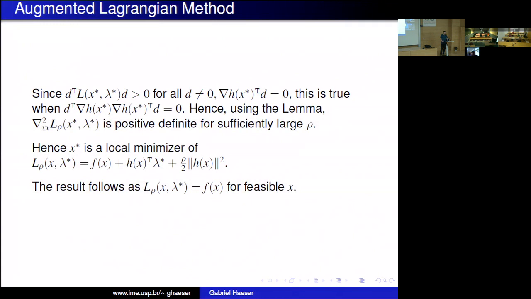So this is precisely the sufficient second order condition for an unconstrained problem. If I have a problem to minimize any function f without any constraint, if the derivative is 0 at some point, and the Hessian is a positive definite matrix, I can assure you that this point is a local minimizer. Okay, you know that from first year calculus.